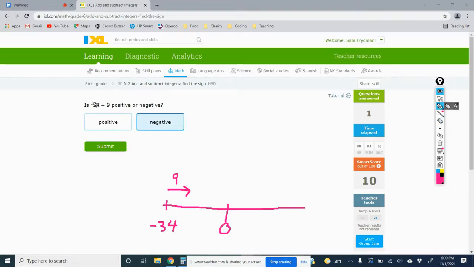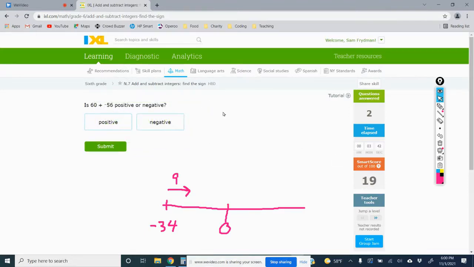Basically, if these symbols over here are different, then look at which number is greater, right? Just ignore this for a second. Look at which number is greater. 34 is greater than 9, and 34 had the negative in front of it. So that means we would still end up in negative territory.